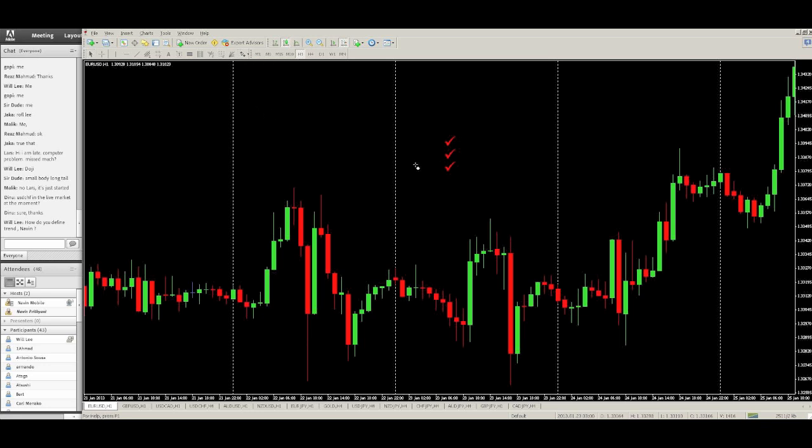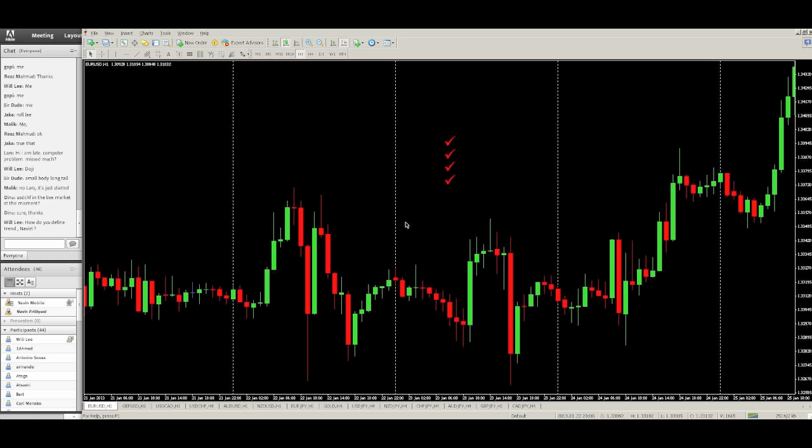Condition number four. The exhaustion candle's body must be within the previous high and low. Remember, concentrate on what I'm saying. The body of the exhaustion candle must be within the previous high and low. So the entire previous candle, not just the previous body. Okay, four conditions.